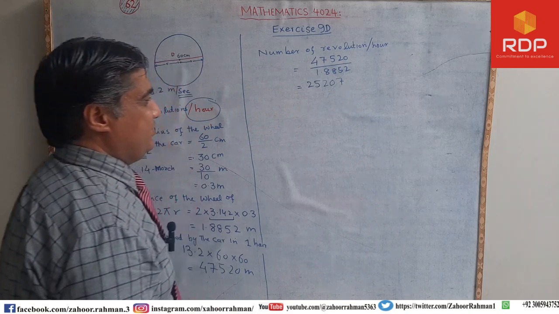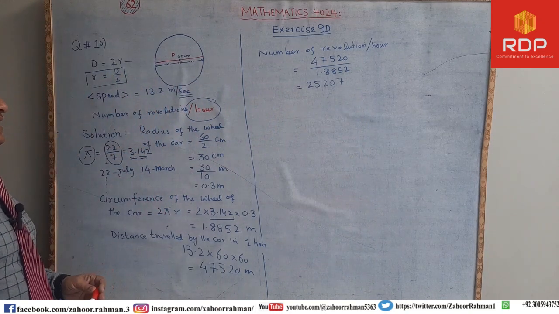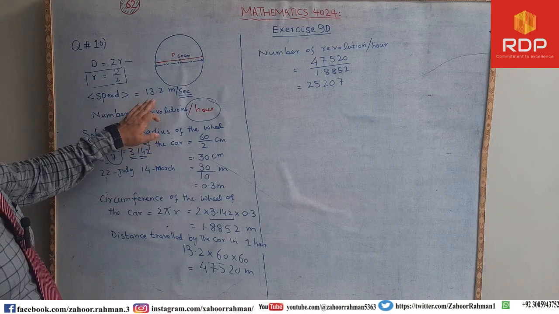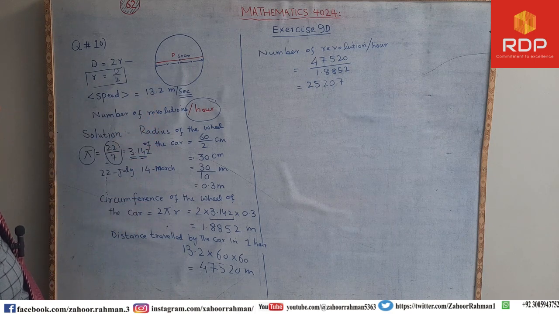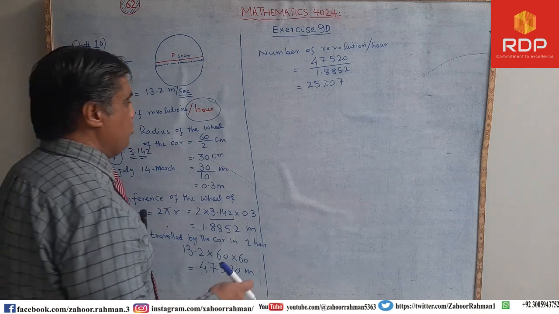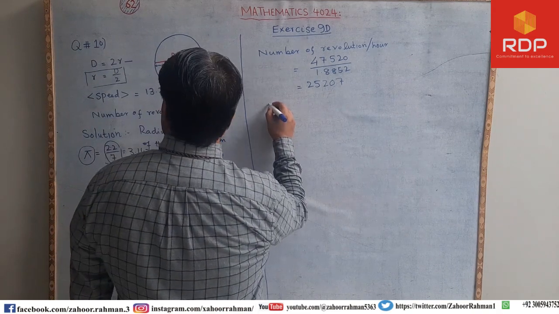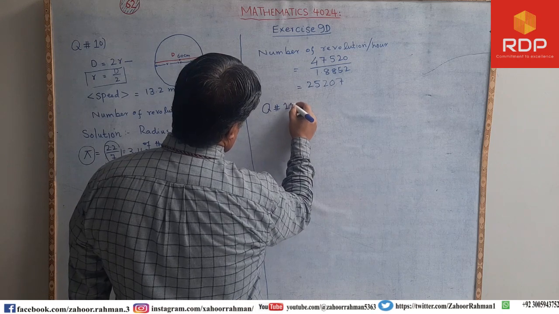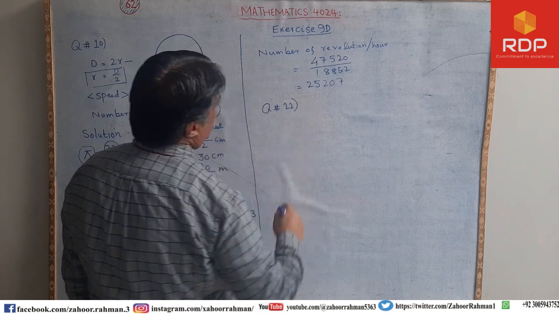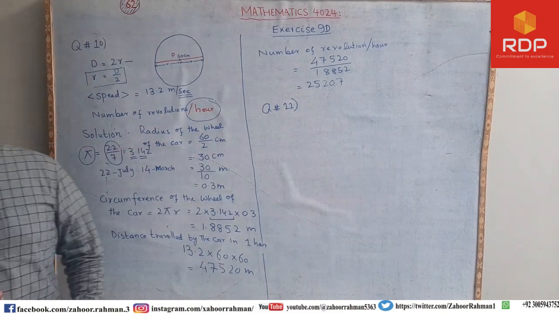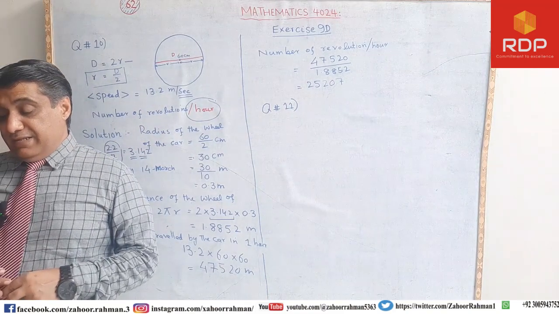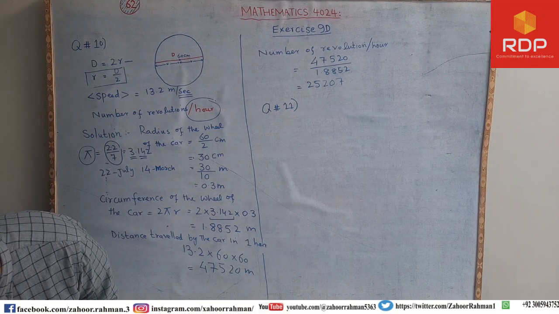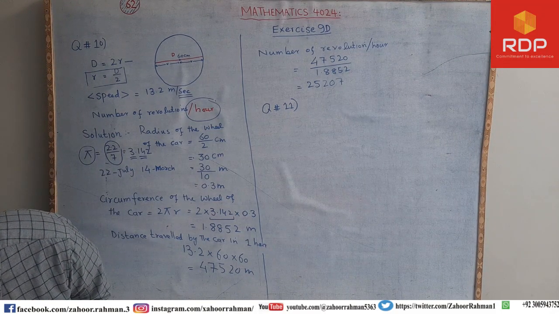207 revolutions they will make in 1 hour if the car is moving with a speed of 13.2 meter per second square. Now we are turning our focus towards the advanced level question, and that is question number 11. Let me find question number 11.